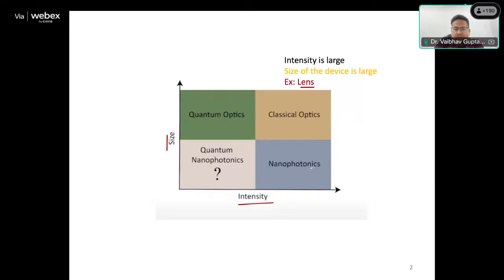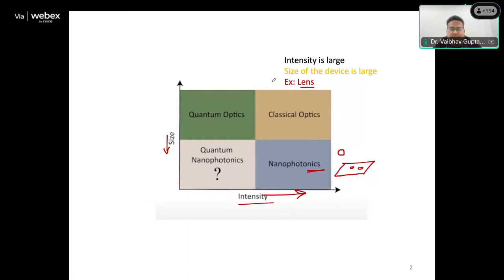As you go towards nanophotonics, the size gets reduced and intensity still remains the same. So we talk about milliwatts, but the size is going down. What do I mean by that? We typically talk about nanoparticles, or metasurfaces. Suppose we have a substrate and small things are prepared on it using e-beam lithography or reactive ion etching and different methods. That is mostly nanophotonics.